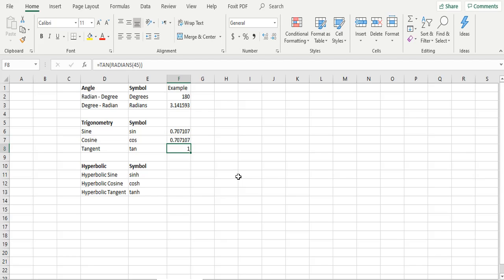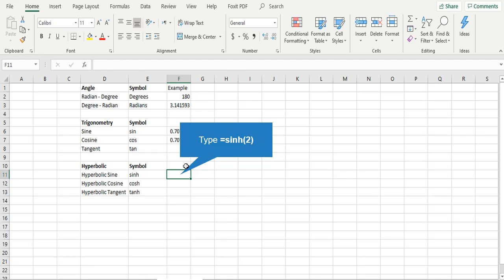Okay, so like I mentioned before, for sine, cosine, and tangent, the value should be in radians, or else you will get a different value. For example, if you want to calculate sine of 45 degrees, you would actually be calculating sine of 45 radians.